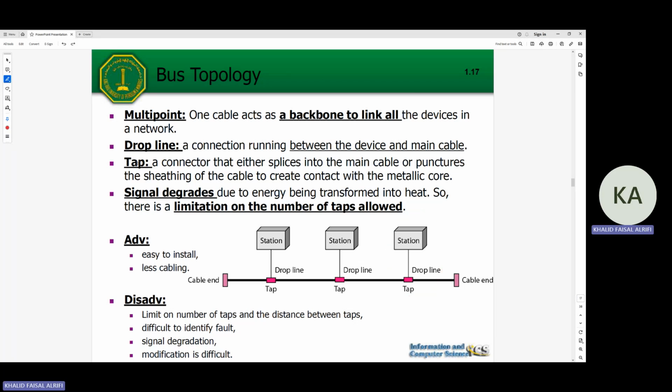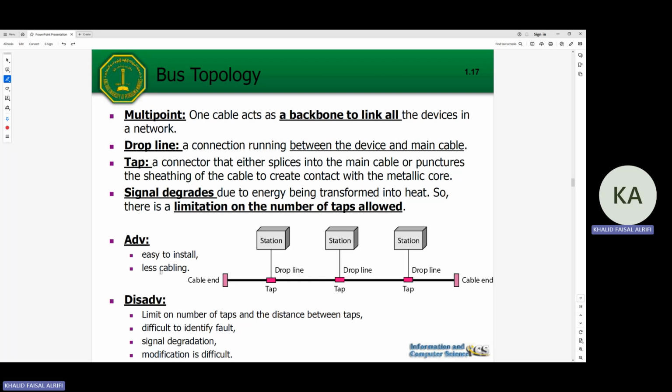And the tab, a connector that either supplies into the main cable or punctures the sheathing of the cable to create contact with the metallic core. Signal degrades due to energy being transformed into heat, so there is a limitation on the number of tabs allowed. The tab generates heat, so you can't have many tabs close to each other, which affects the number of tabs that we can have in one cable.